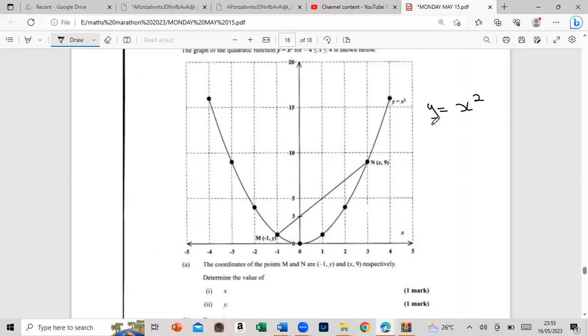Since we don't know what y is, but we know what x is, we're going to put negative 1 there. It's going to be negative 1 squared. I don't know what they are asking for. They ask for y, right? Yeah, so x is negative 1, so y is 1. Oh man, I'm losing here. So this means y is equal to 1.